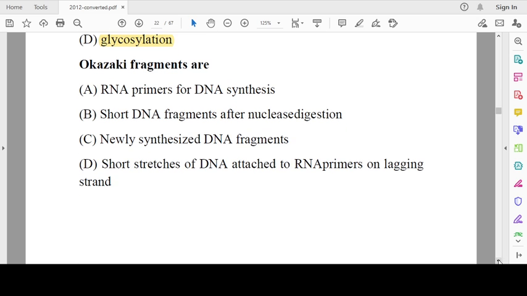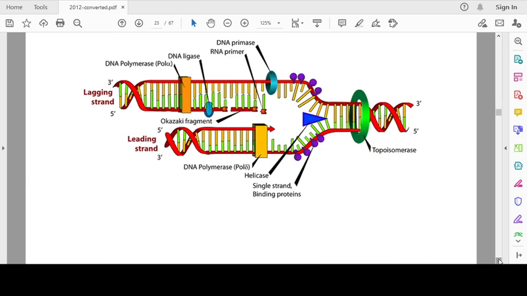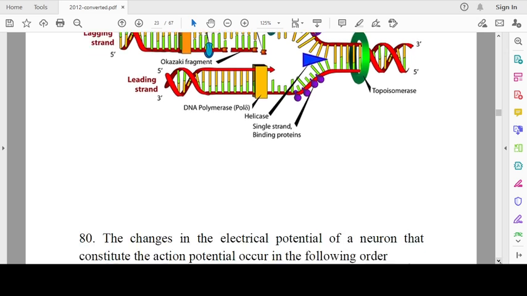Okazaki fragment, what is it? It is a short stretch of DNA which attaches to an RNA primer on the lagging strand. So this is the Okazaki fragment in the lagging strand. It forms a small segment, and the segment is called an Okazaki fragment.